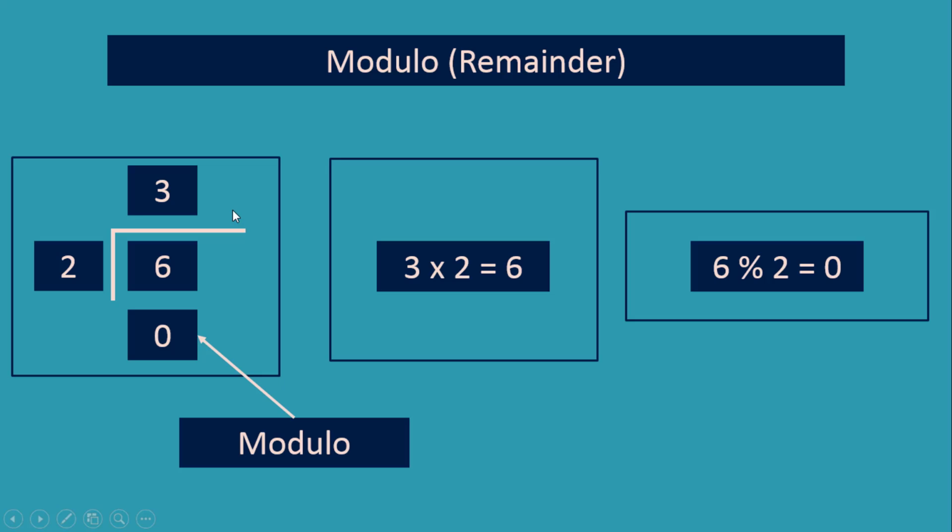If we perform the following division, 6 divided by 2, the result of the division is 3, and the modulo is 0. This is because even numbers divided by 2 have no modulo.